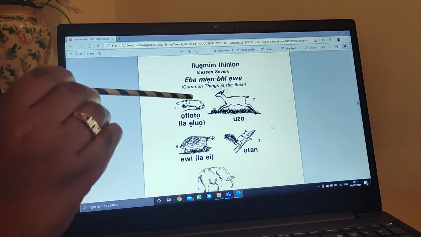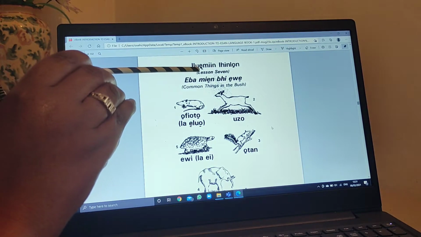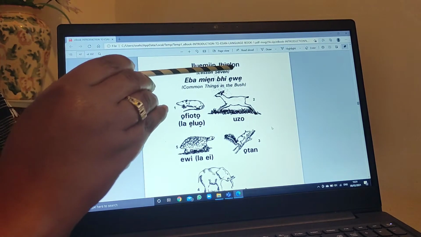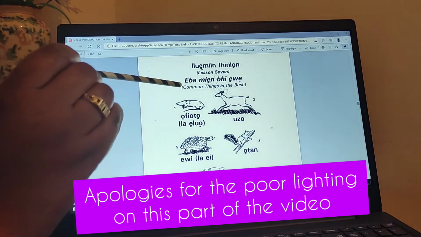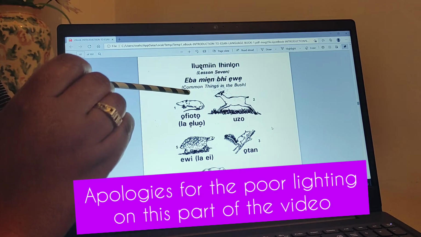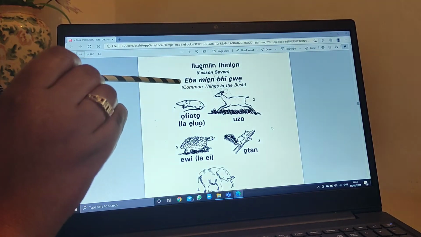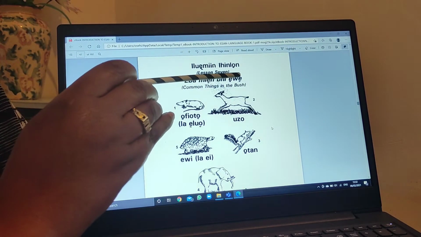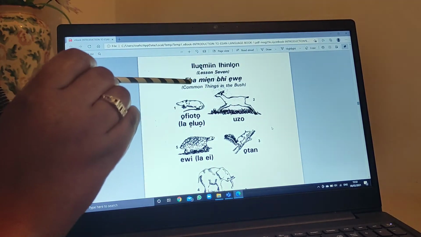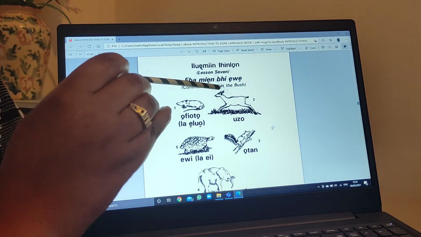So today's lesson, we're doing lesson 7, which in Esan means Ilwemi Ihilon. Ihilon is 7, if you remember that from your numbers, which we have covered in previous videos. Today we are doing common things in the bush, which in Esan is eba mie vi ewe. Ewe is bush. So if I say it all together, eba mie we, it's common things in the bush.